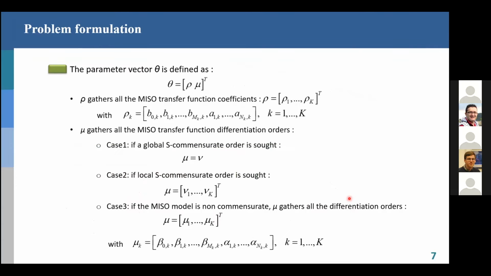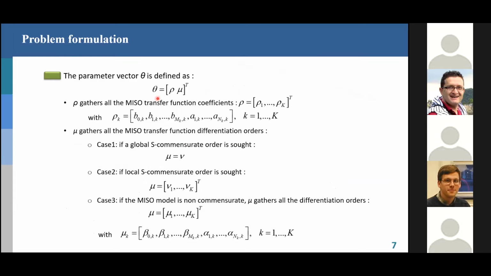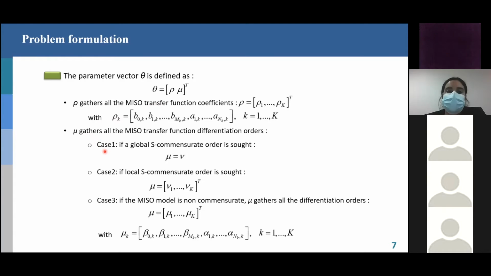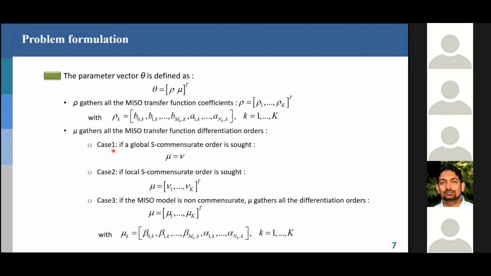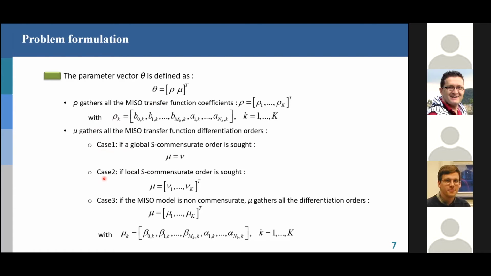So here the parameter vector theta is defined as follows. You can see here that rho gathers all the coefficients of the MISO transfer functions, and nu gathers all the MISO transfer function differential orders. So here I'm going to define three cases for mu. In the first case, we search for a global S-commensurate order, so mu equals nu. In the second case, we search for a local S-commensurate order for each subsystem. And in the third case, our model is non-commensurate and mu gathers all the differential orders.